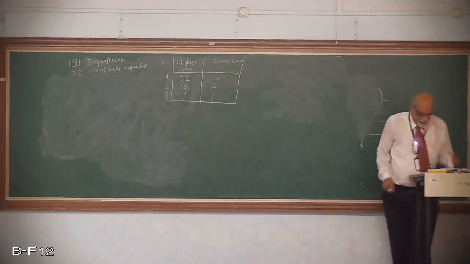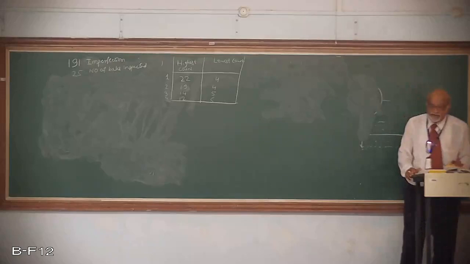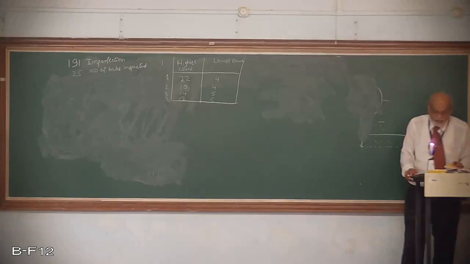What does he ask us to find out? Calculate the 3 sigma control limit. B part, is the process in control? C part, if not, what aimed value of C bar and control limits would you suggest for the future period?